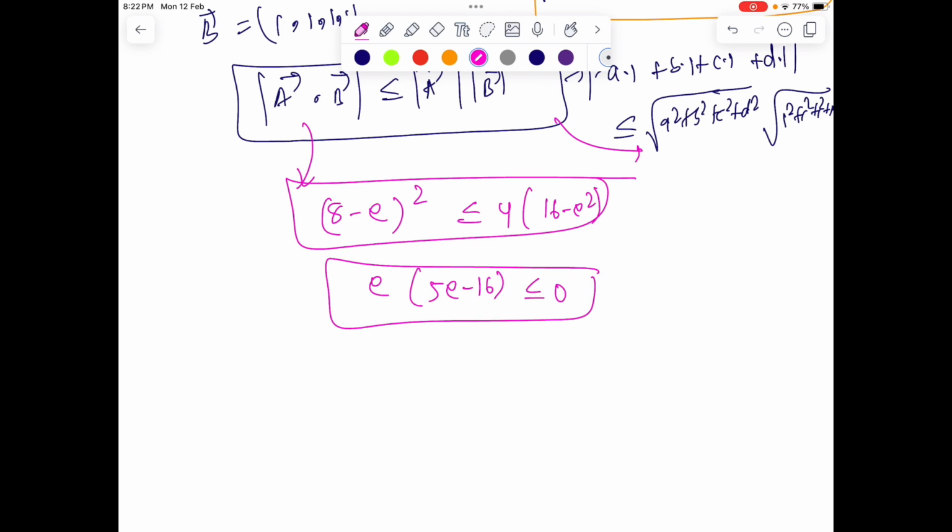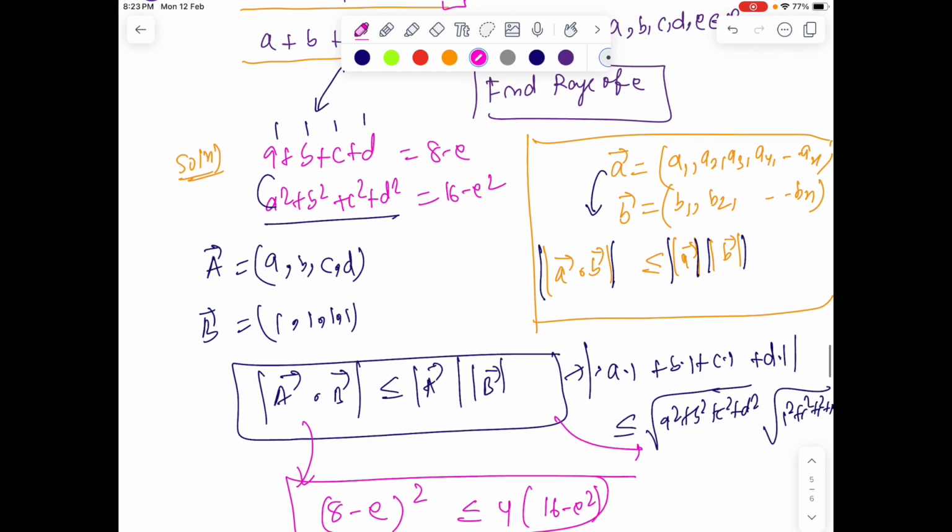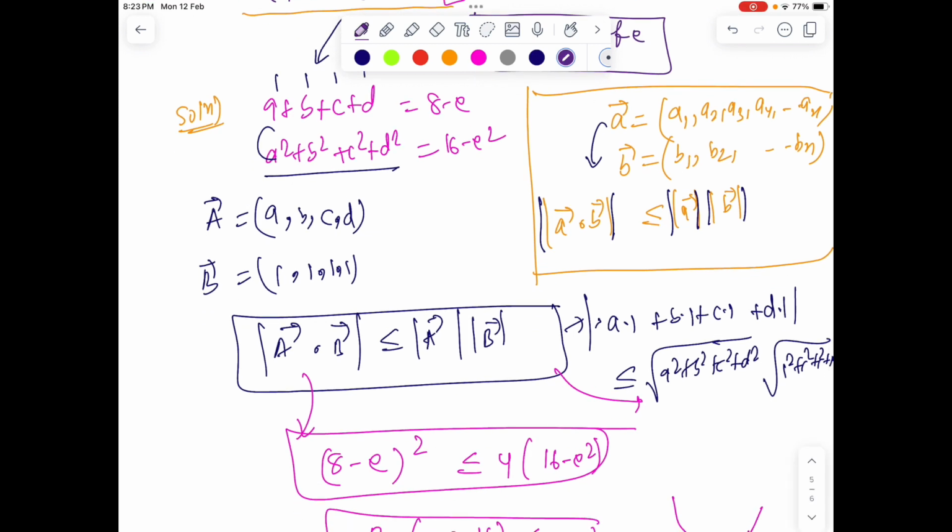I've just squared both terms from here, and that will give a bound for E, because E into 5E minus 16 is less than or equal to 0. So we have 0 and 16 by 5. So the value of E ranges from 0 to 16 by 5. Now of course whether these values are achievable or not, you can check easily.